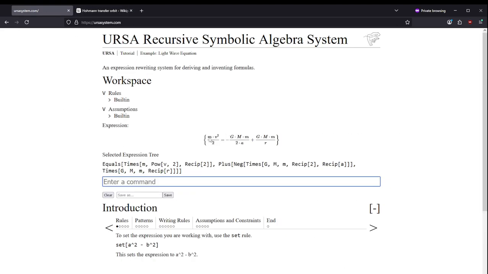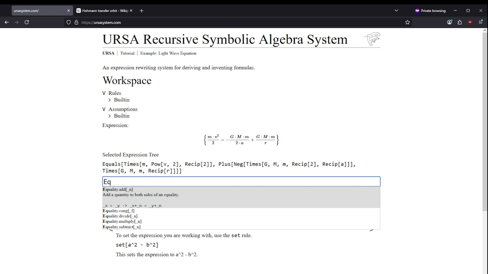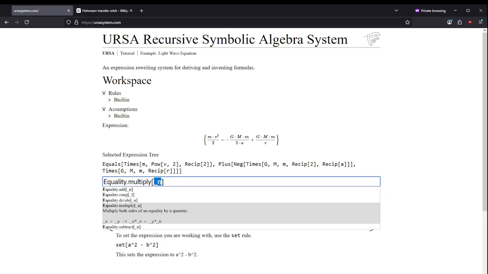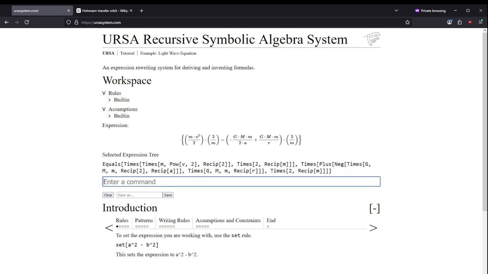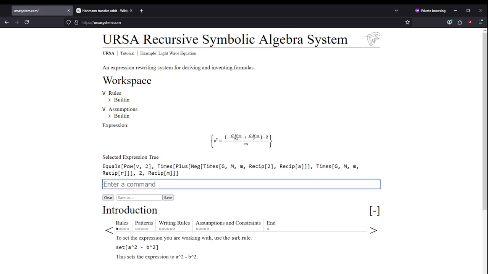Now we've got just mv squared over 2 on the left-hand side, and to continue isolating the v squared, we can multiply by 2 over m. So there's a rule equality.multiply, which multiplies both sides of an equality by a term. So I'm going to multiply by 2 over m, and then simplify again. And now we've got v squared equals this sum times 2 over m.